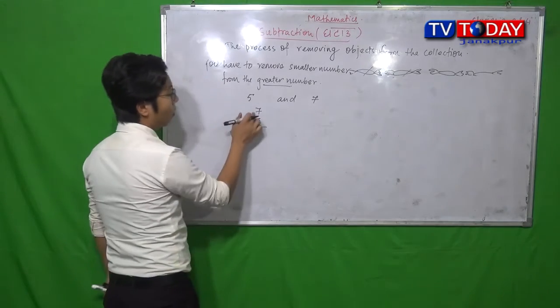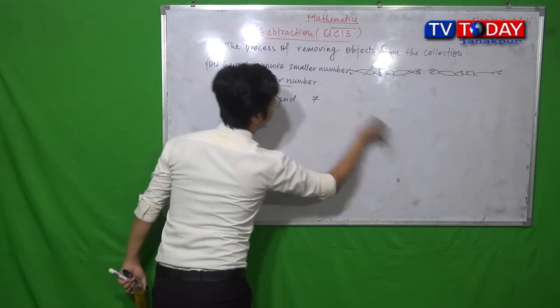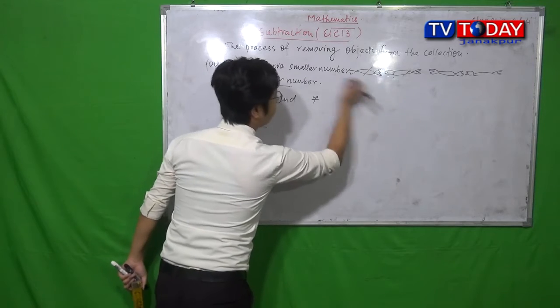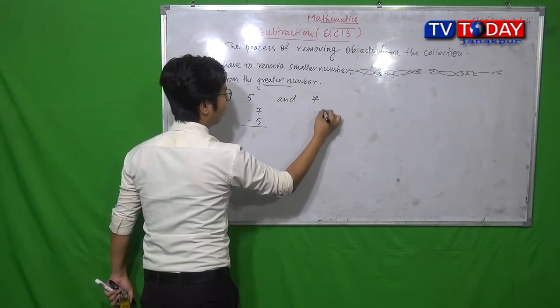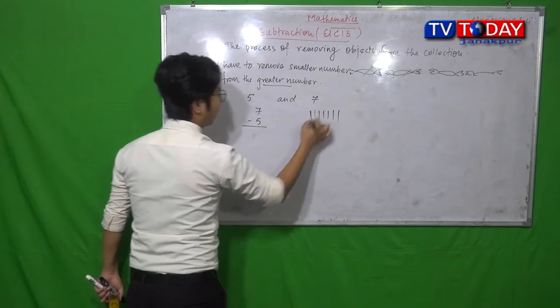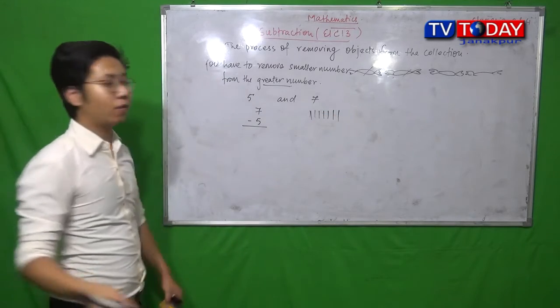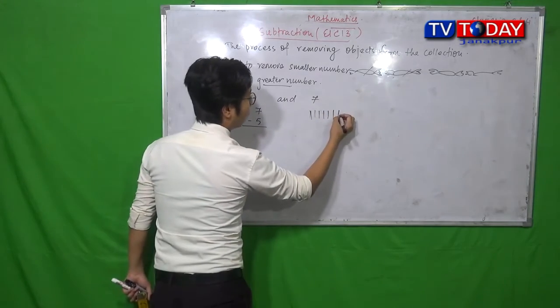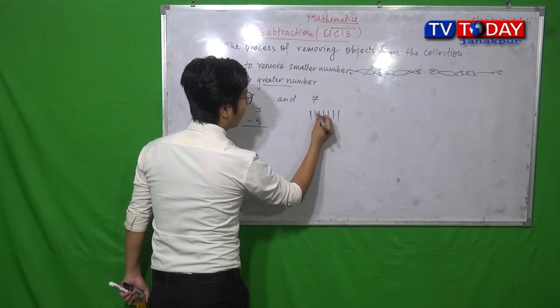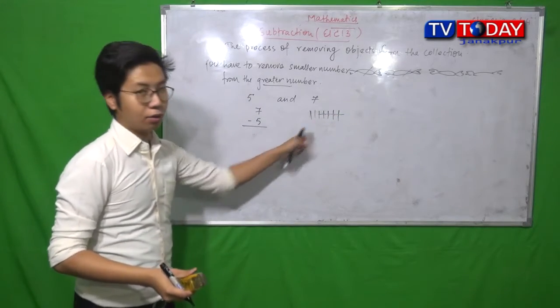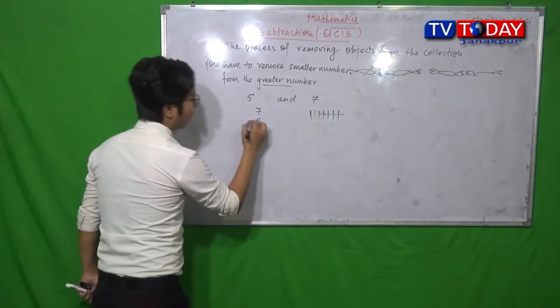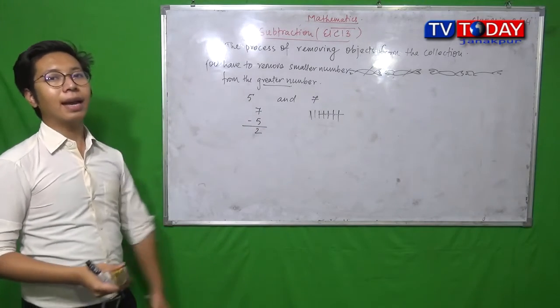So here, what is here? 7. So I am going to do the subtraction process. Here is 1, 2, 3, 4, 5, 6, 7, and you have to subtract how much? 5. So you have to 1, 2, 3, 4, 5. You have to cancel out 5. Then how much is the remaining? 2. So 7 minus 5 equals to how much? 2 is your answer.